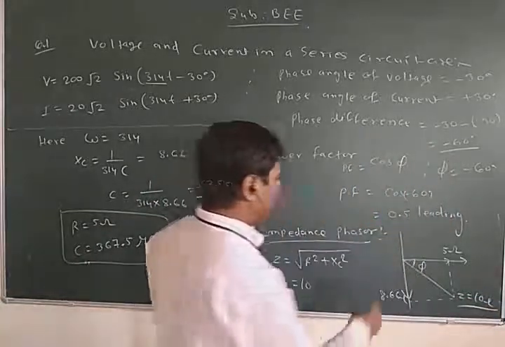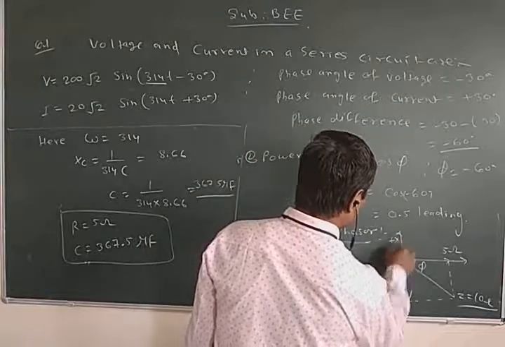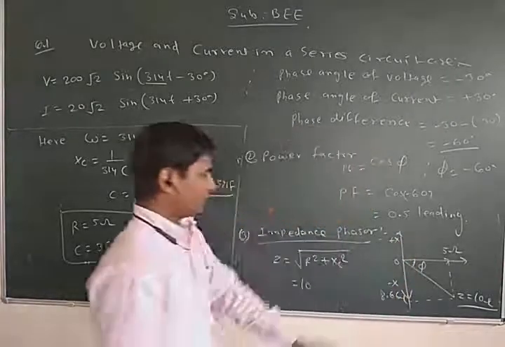So this is the impedance phasor, with plus X and minus. This is the impedance phasor for the RC series circuit.